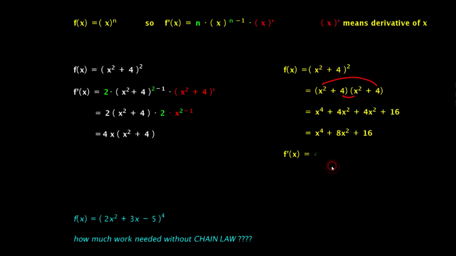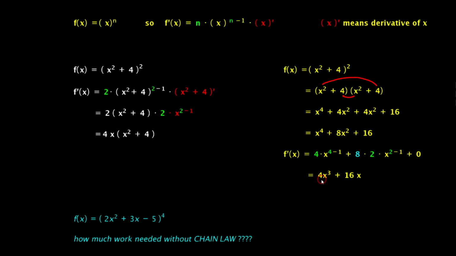Derivative of the first term is going to be 4 x to the power of 4 minus 1, plus 8 times the derivative of x to the power of 2, which is 2 times x to the power of 2 minus 1, and the derivative of 16 is 0. Simplification is going to be 4x cubed. 8 times 2 is 16, and that x is just x to the 1.